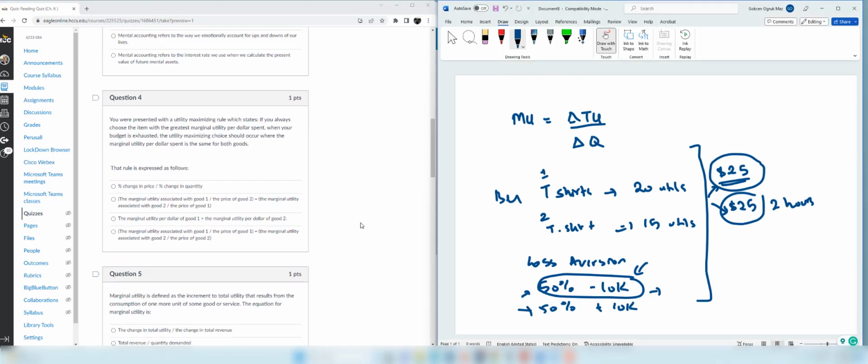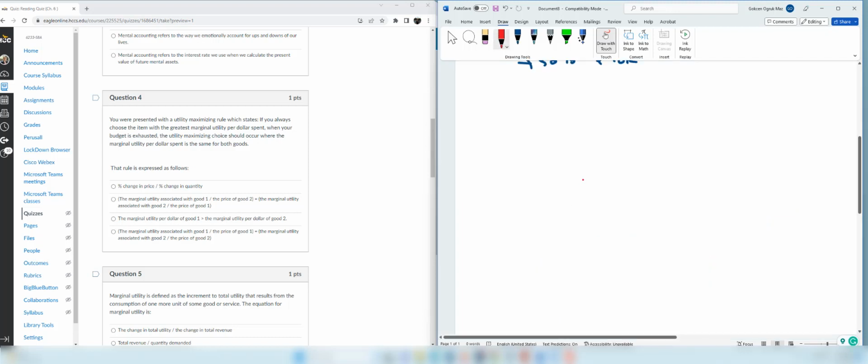Question number 4. You were presented with a utility maximizing rule which states if you always choose the item with the greatest marginal utility per dollar spent when your budget is exhausted, the utility maximizing choice should occur where the marginal utility per dollar spent is the same for both goods. So since we have a budget constraint, that means we have a limited income to purchase the bundle of goods, the utility maximizing rule states that marginal utility that you receive from good 1 divided by P1 should be equal to marginal utility you receive from the second good divided by the price of the second good.